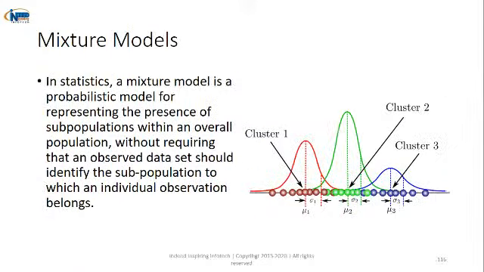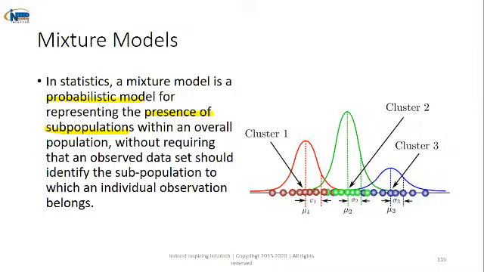Let's move ahead. We have a concept of mixture models. This is another type of algorithm we have. The mixture model works on the basis of probability, therefore it is called a probabilistic model. And what is the use of a mixture model? It represents the presence of subpopulations within overall populations. So understand the concept of mixture models.